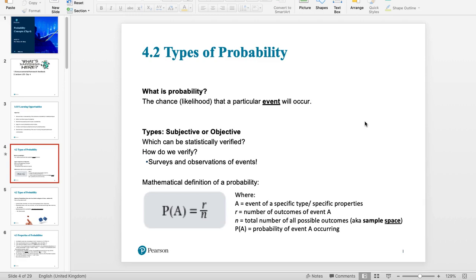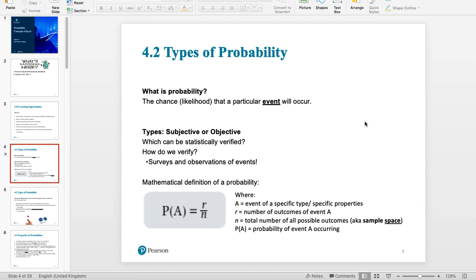We have two main types of probability. The first one is what we call subjective probability, and the second one is objective probability. Subjective is more of an intuitive type of probability where you just feel it in your gut, or you are an expert in a certain topic or research area. Those are just your predictions based on what you feel. But this type of probability is not measurable and it's not reliable. So we tend to go for the objective type of probability because that can be statistically tested or verified.